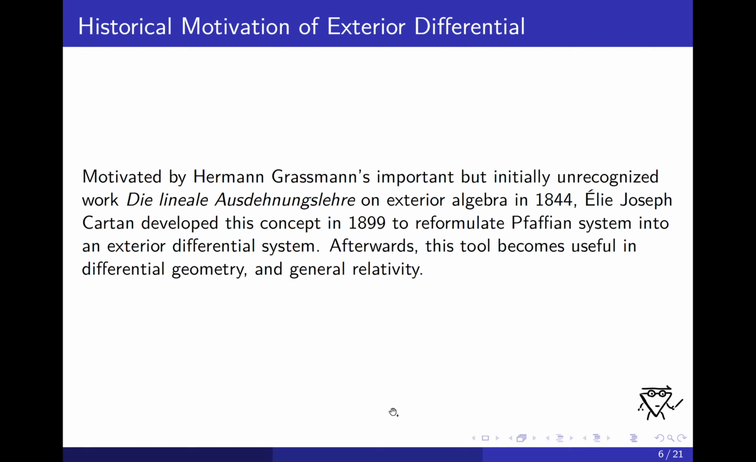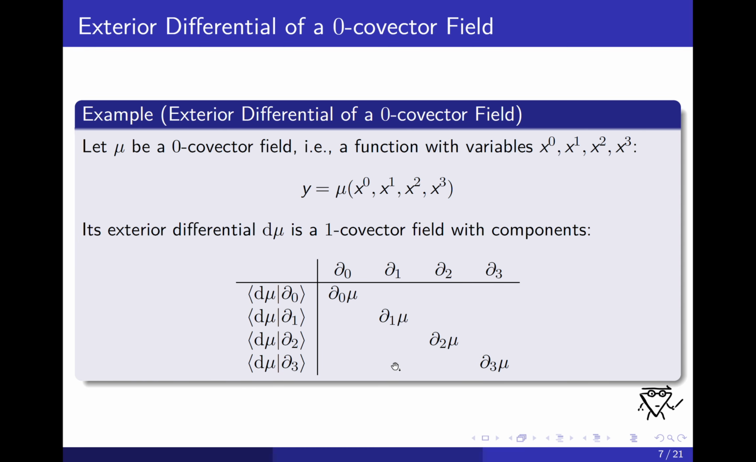Motivated by Hermann Grassmann's important but initially unrecognized work on exterior algebra in 1844, Élie Joseph Cartan developed this concept in 1899 to reformulate Pfaffian systems into exterior differential systems. Afterwards, this tool became useful in differential geometry and general relativity. We give some computational examples.